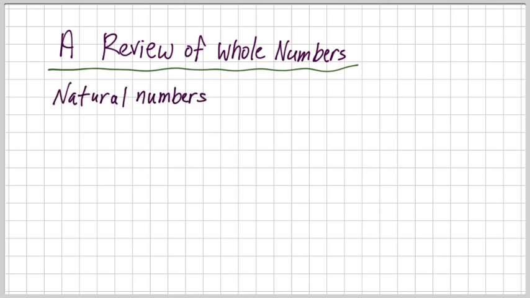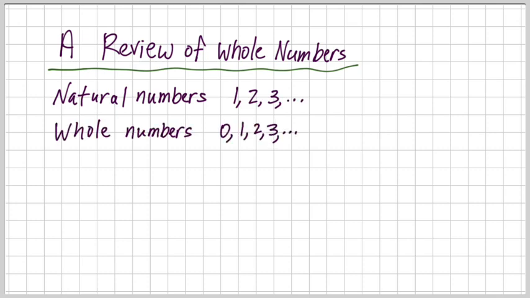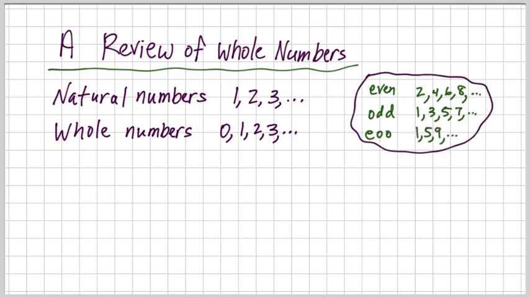So first of all, we should mention the natural numbers. When you first learn numbers, like when a small child learns numbers, you start with the natural numbers, 1, 2, 3, and so on. The only difference between those and the whole numbers is the number 0. All right, and I should mention some special numbers that we run into. We have the even numbers, 2, 4, 6, 8, and so on. The odd numbers, 1, 3, 5, 7, and so on. If you ever see EOO, that's every other odd.